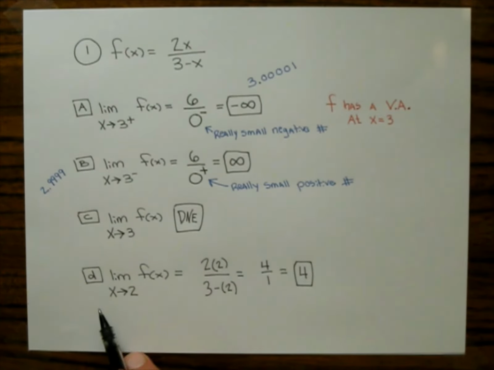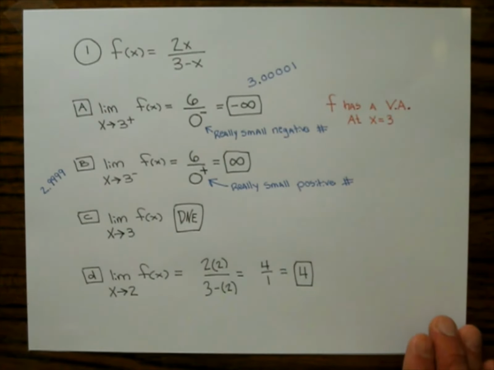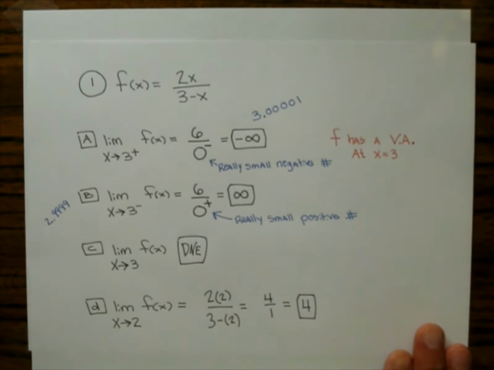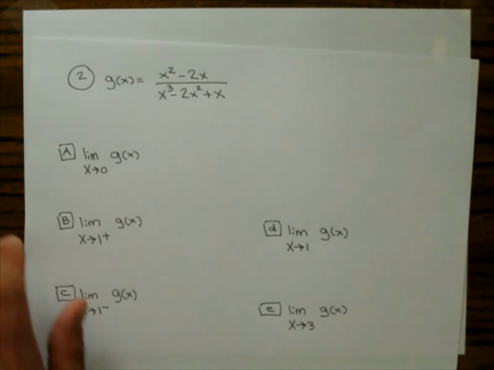So I threw part D in there so we wouldn't forget that sometimes the limits are very quick to do. You just plug it into the function. So that is problem number 1. We're going to go ahead and switch functions on you. We're going to make the rational function look a little bit nastier. So here it is.